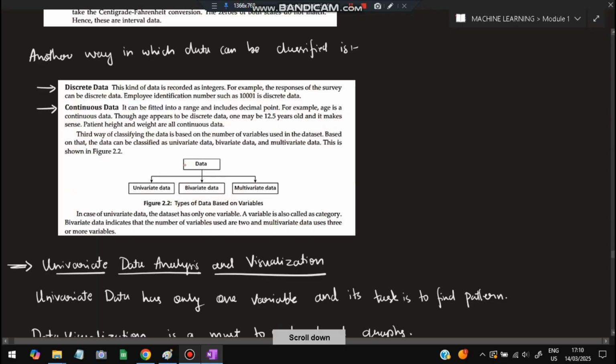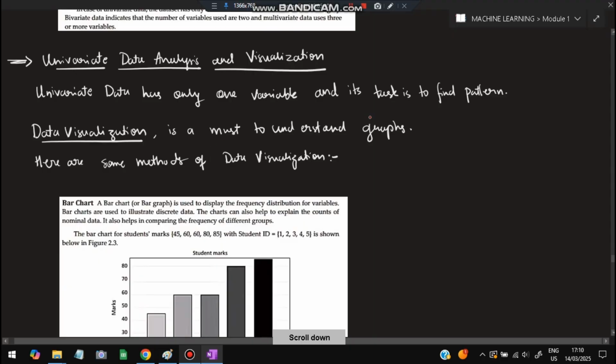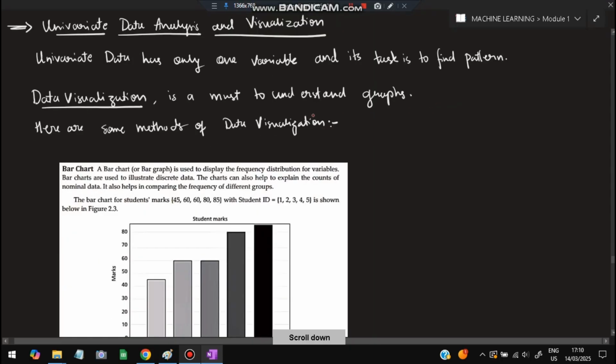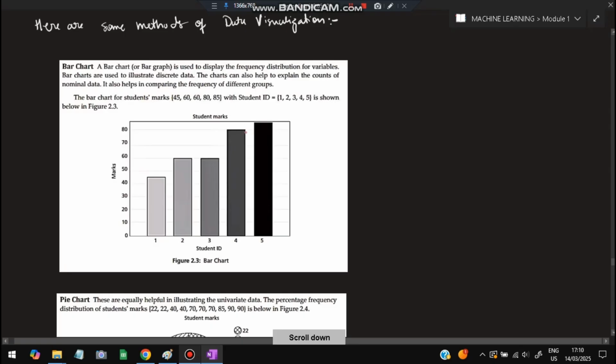So what is univariate data? There is only one variable. And what is the task of univariate data? To find the pattern. There are many ways in which we can visualize this. Why is visualization needed? To understand the graph, very simple. If visualization is there, we can understand the graph. Within 1 second I can tell that the marks are increasing based on student ID. But if we look at the raw numbers, it will take 1 minute to identify what is happening. So visualization gives us faster results.